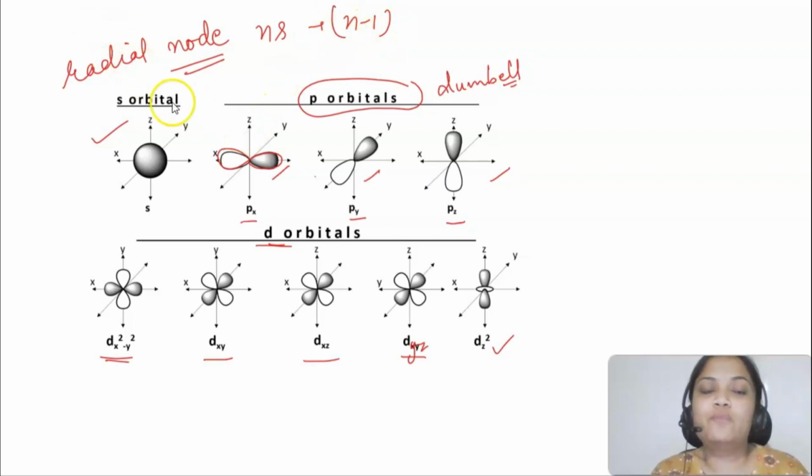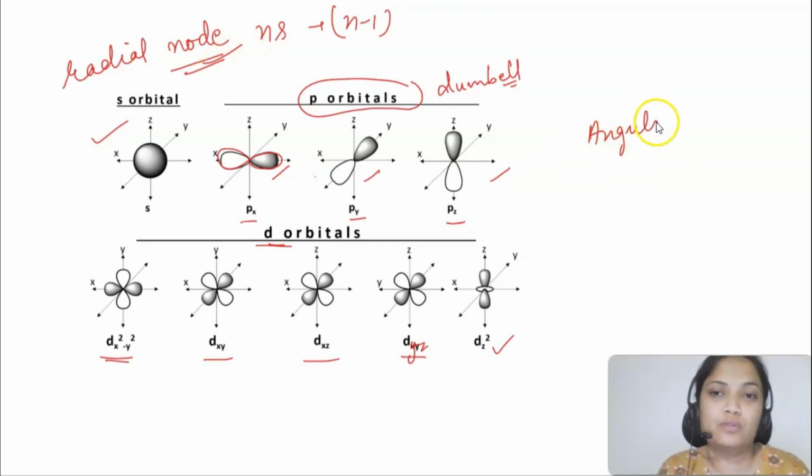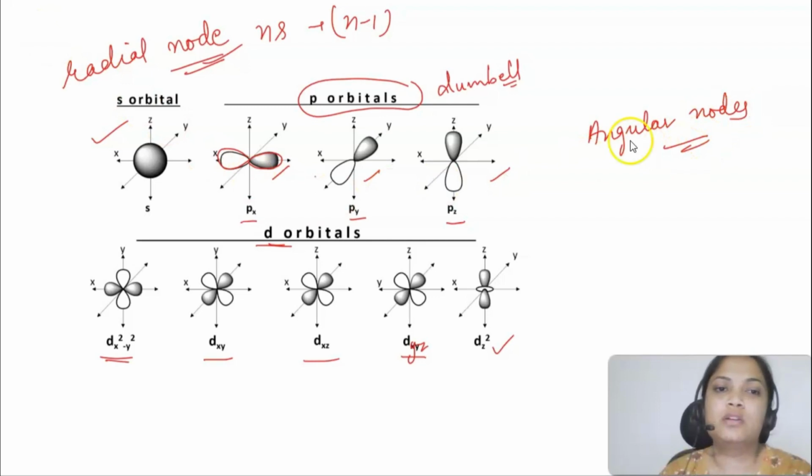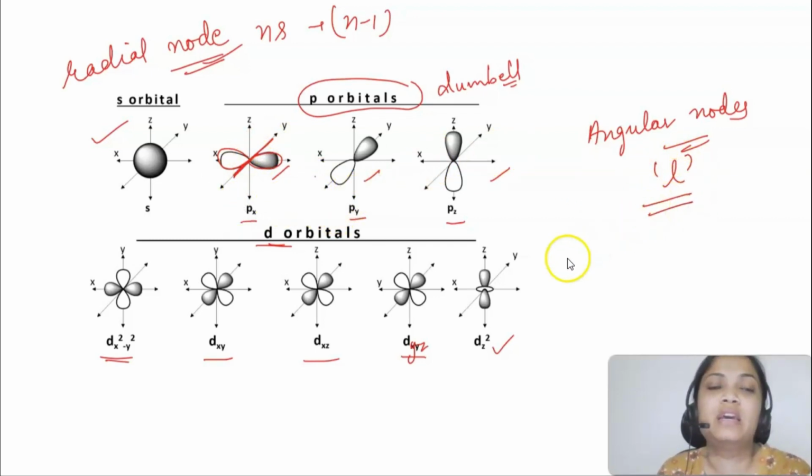Now in the case of p and d orbitals, along with radial nodes there would be angular nodes. Now what are these angular nodes? In the p and d orbitals there will be a plane passing through the nucleus where the electron density would be 0, and that will be known as the angular node.